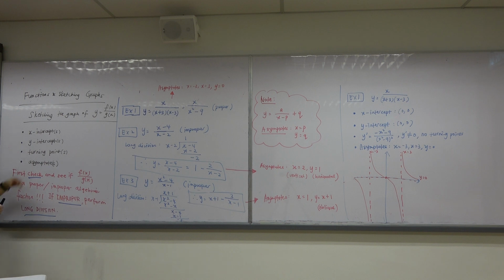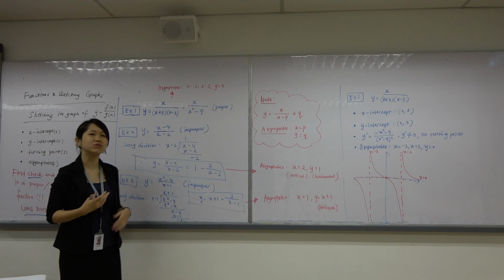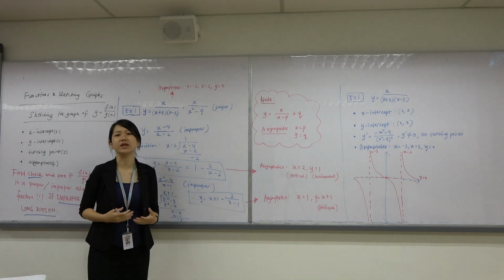Before we look for any of these, you have to check whether the algebraic fraction given to you, f(x) over g(x), is a proper or an improper algebraic fraction. If it is improper, you have to perform long division. Let me first tell you how to decide whether it is proper or improper.